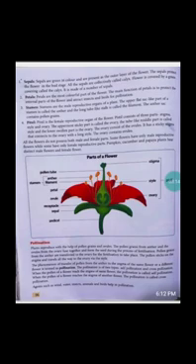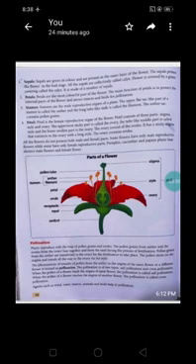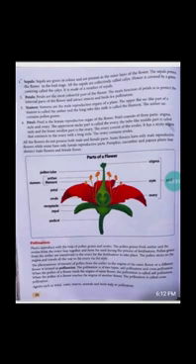Pistil is made up of 3 parts: stigma, style and ovary. The top of the pistil is called the stigma. Stigma is very sticky so that the pollen can stick to it. The middle part of the pistil is called the style. It is a tube which connects the stigma to the ovary. The swollen part at the bottom of the pistil is called the ovary.